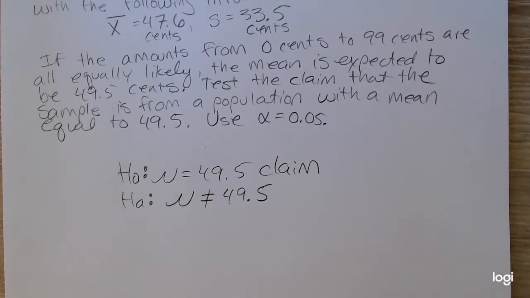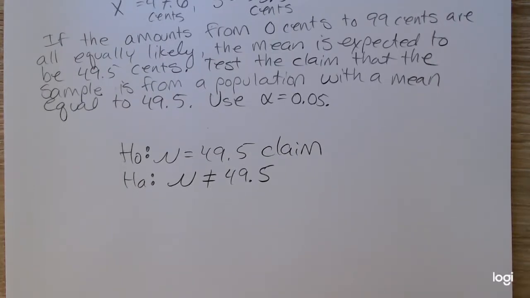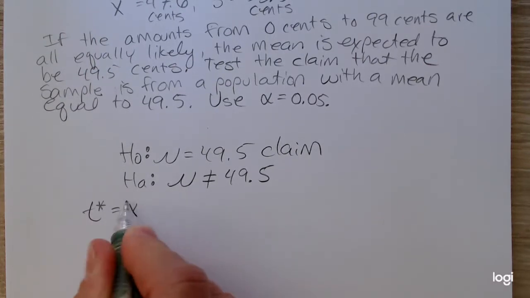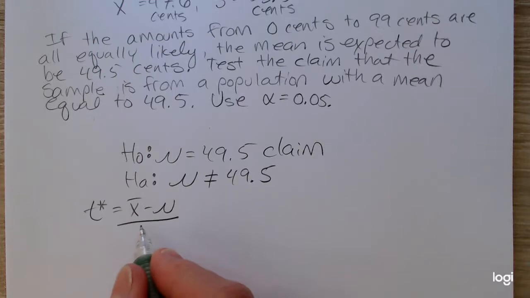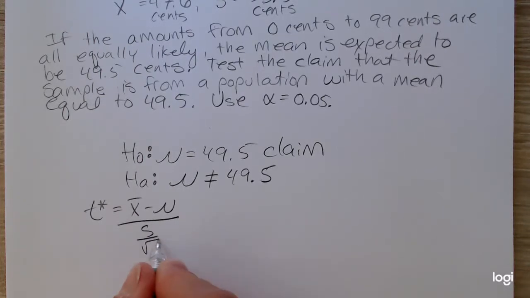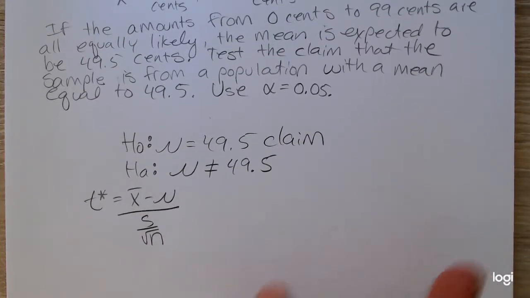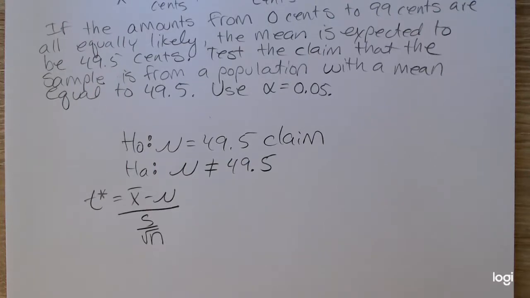So I'm going to go ahead and get my standardized test statistic and p-value directly from the TI-84. If you wanted to find the standardized test statistic by hand, you could by using this formula, x bar minus mu over s over the square root of n. But then to find the p-value that goes along with this, you would end up needing to use technology anyway because the t-table is limited with respect to area.